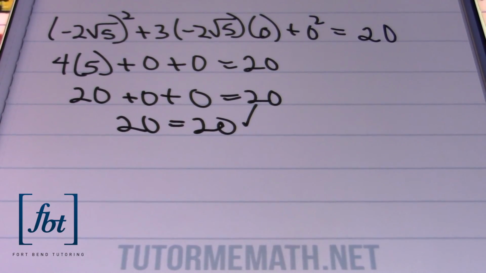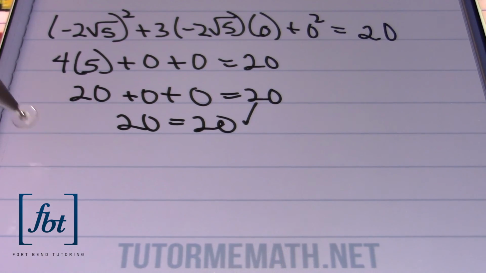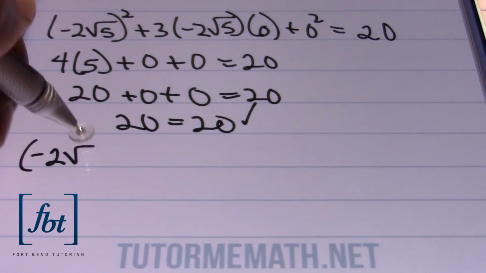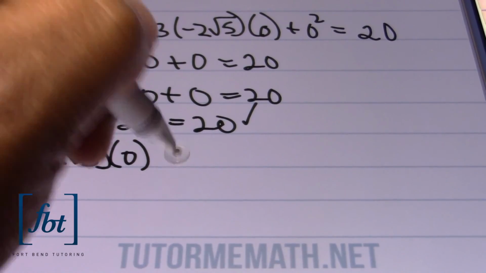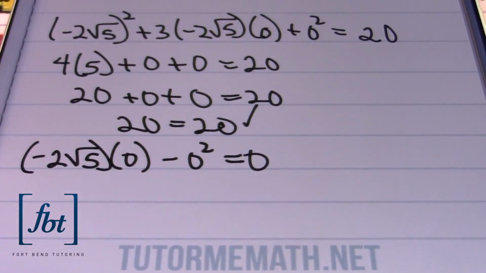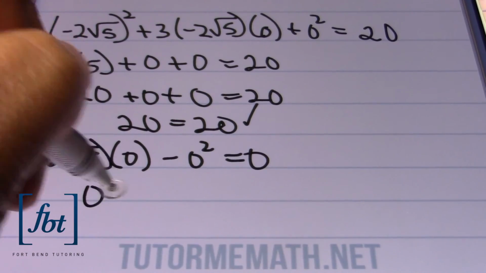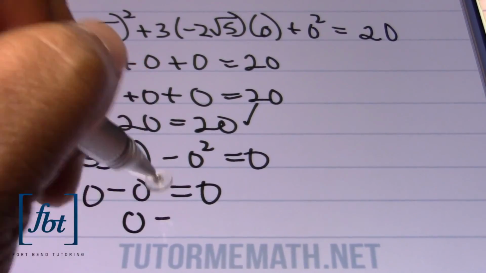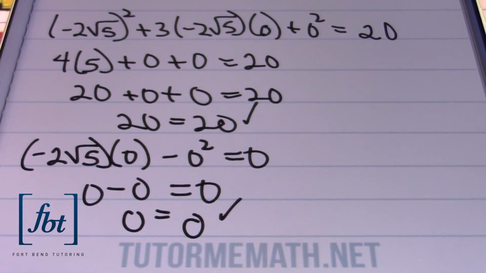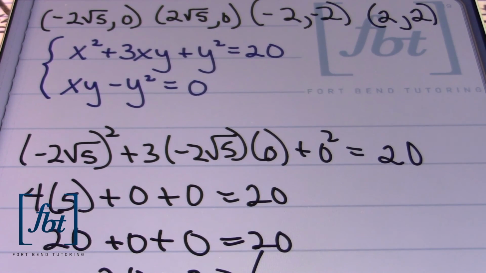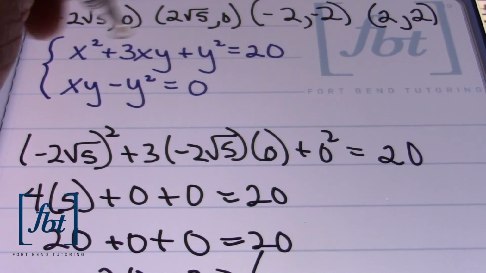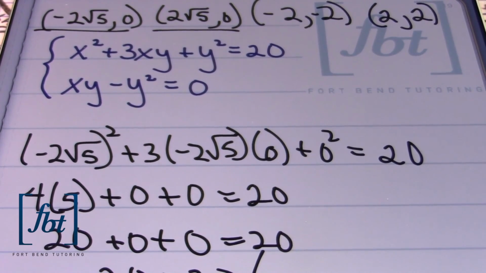But the point must work in both equations. So let's try the second one. We would have negative 2 times the square root of 5 times 0 minus 0 squared equals 0. And once again, 0 minus 0 equals 0. That checks out. So the first point works just fine. And you know what? Looking at our second point, 2 square root of 5, 0, this will also work as well due to the fact that the 2 square root of 5 will be squared. And of course, that second value being 0 will wipe out the other terms in both equations.